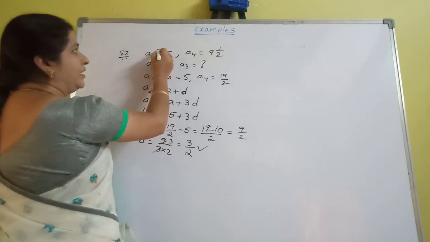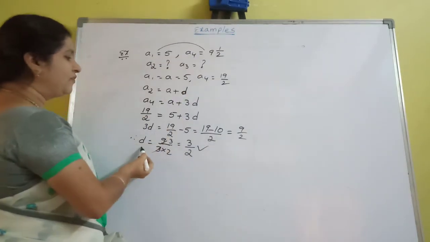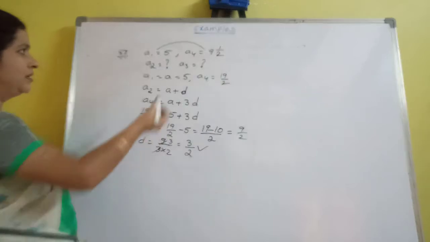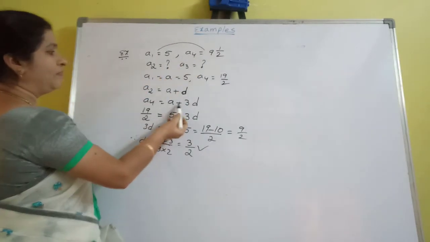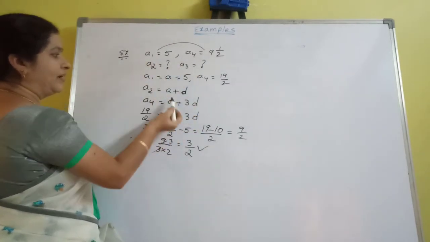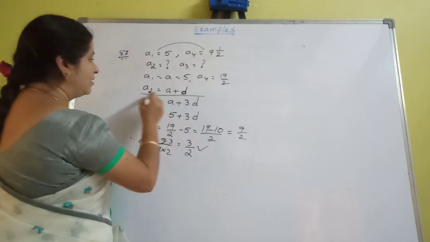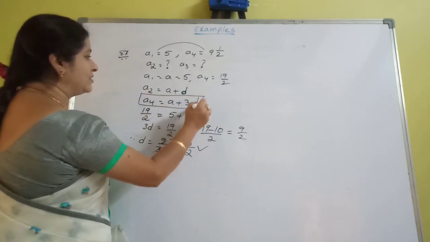So by using these two, you can easily find out the D value. A4 value equal to a plus 3d. Substitute the a value in this equation.